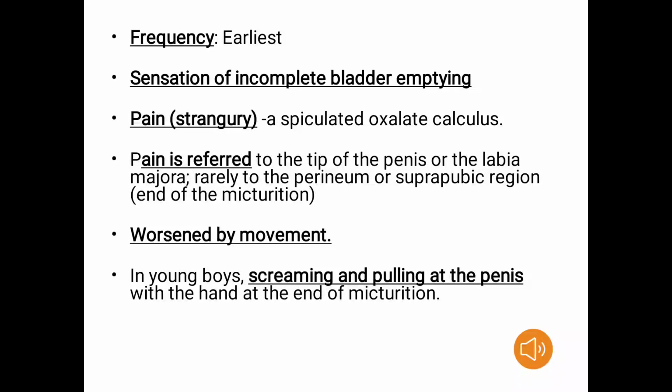Increased urinary frequency is the earliest symptom. There will be sensation of incomplete bladder emptying, pain during micturition, that is strangury, most probably due to a spiculated oxalate calculus. The pain is referred to the tip of the penis or the labia majora, rarely to the perineum or suprapubic region at the end of the micturition. It is worsened by movement of the body. In young boys, screaming and pulling at the penis with the hand at the end of the micturition.